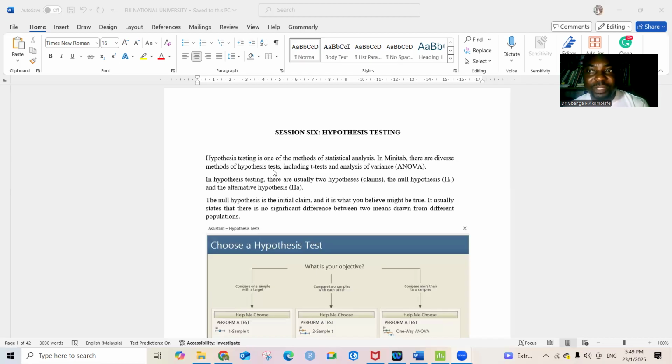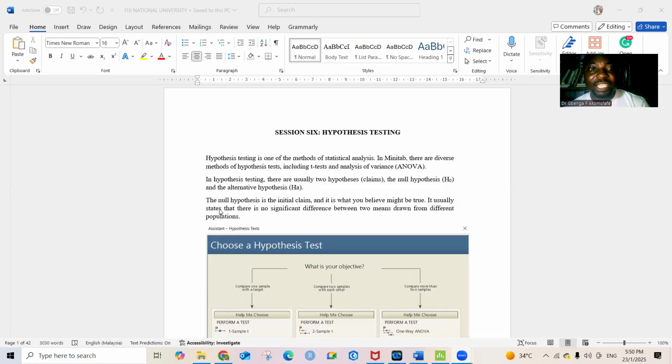Now, depending on the objective of your study, hypothesis generally is of two types. We have what we call the null hypothesis, which is designated as H0, and then we have the alternative hypothesis, which is designated as HA. Now, the null hypothesis is the initial claim, and it is what you believe might be true about your data, about the study itself. So it is what is assumed to be true, all right?